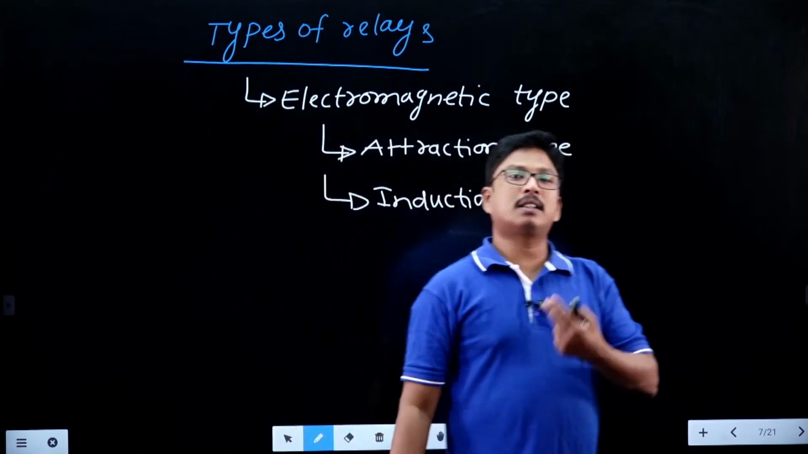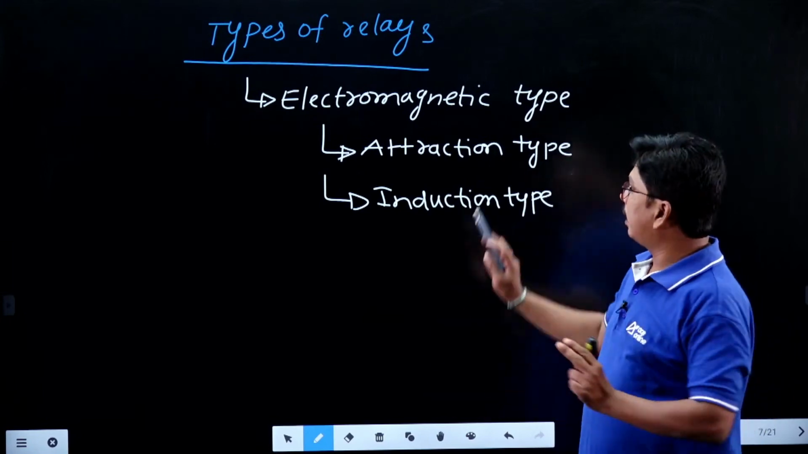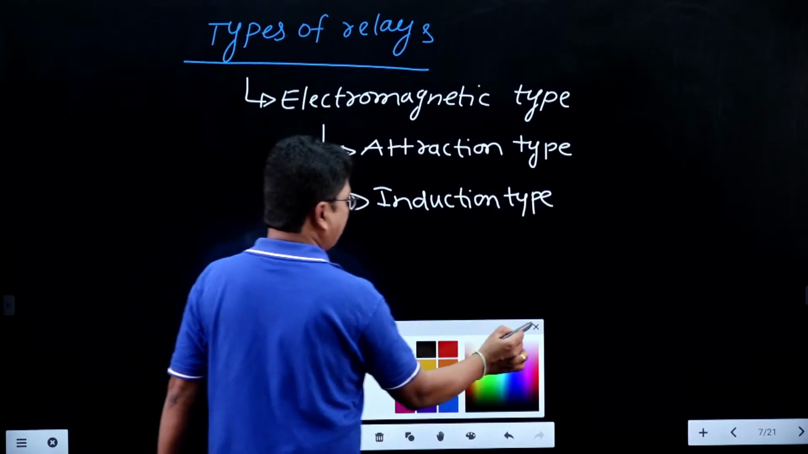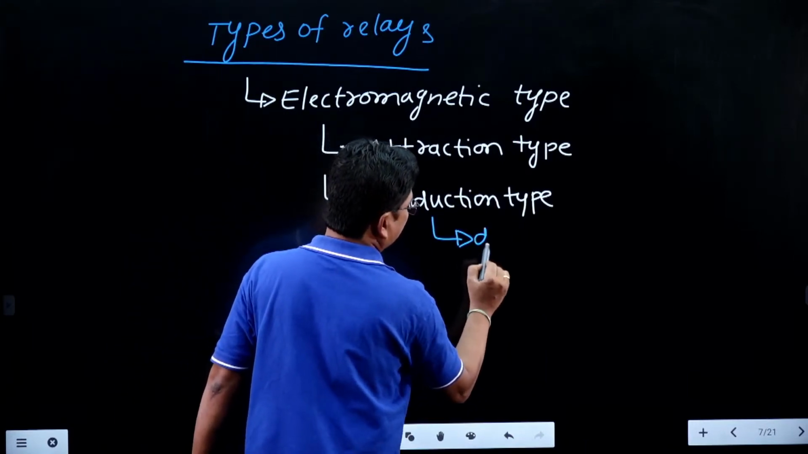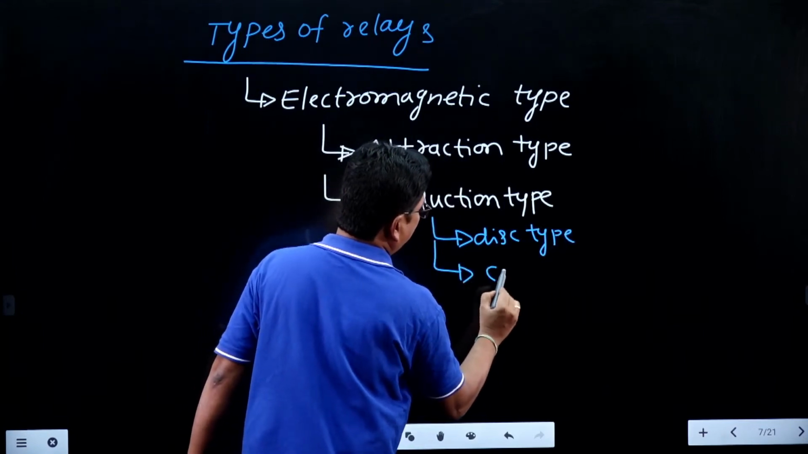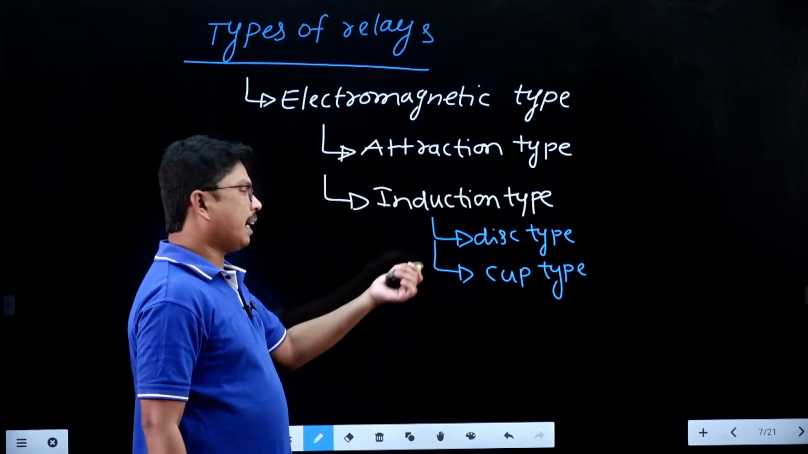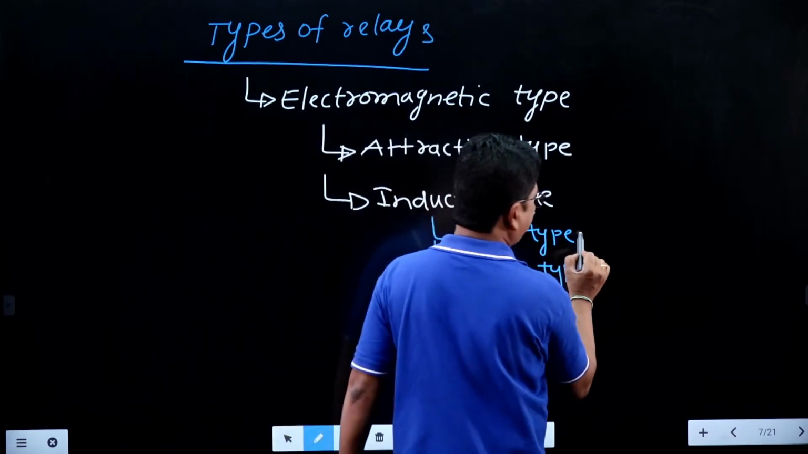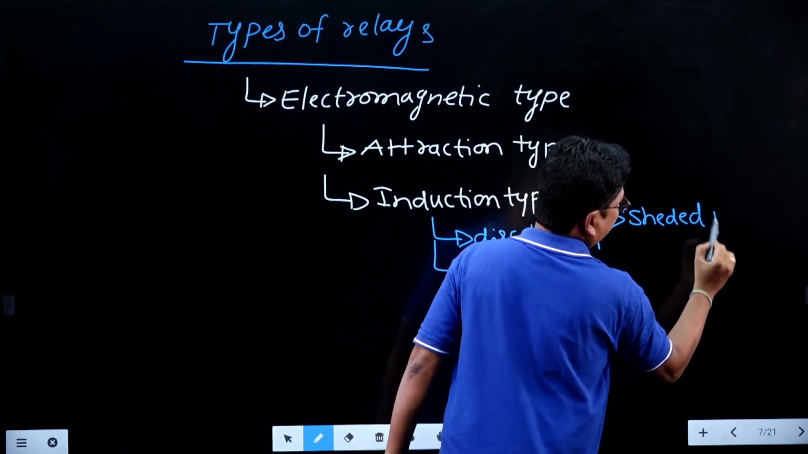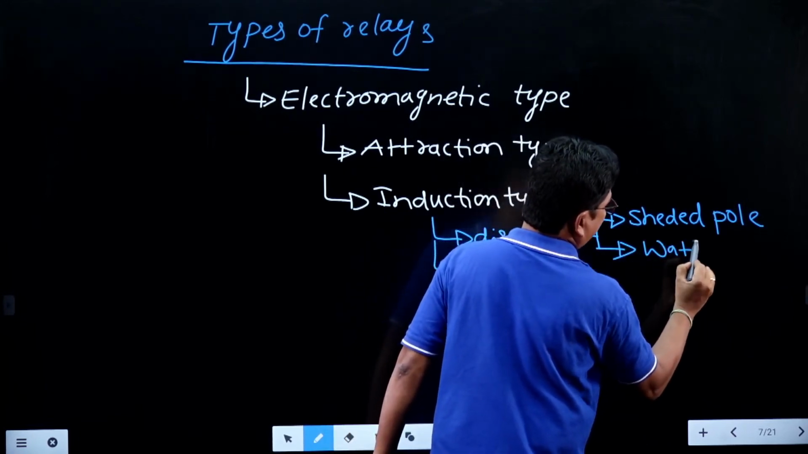We can take balanced beam type of construction, and moving iron type of construction, those are the types of the attraction type of relays. Whereas in induction type of relays we are having induction disc type and induction cup type. Whereas in case of induction disc type we are having two types of relays. One is shaded pole type of relay, and one is watt-hour meter type of relay.